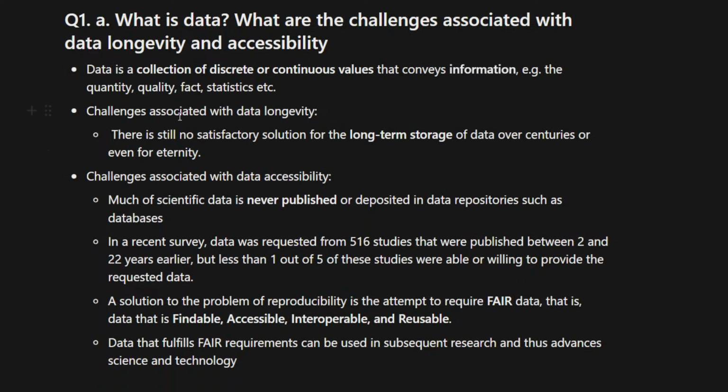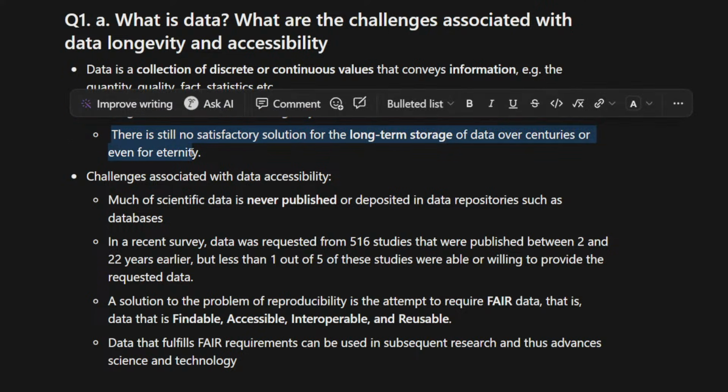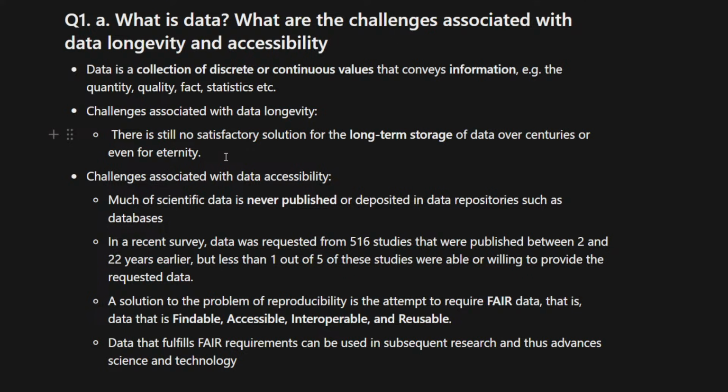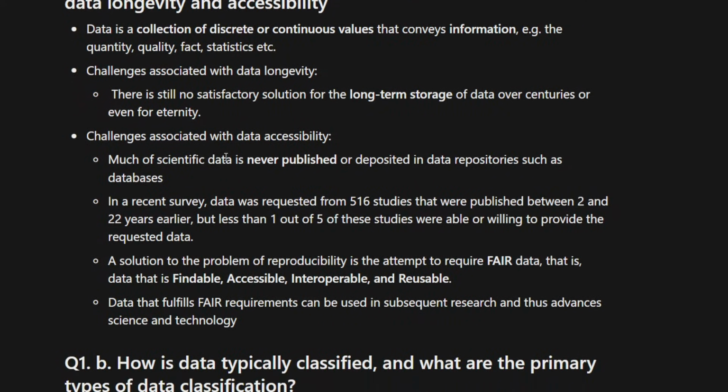And okay, the challenges associated with data longevity. So in your PPT there was only one point regarding this. That is, there is no satisfactory solution for long-term storage of data over centuries or even for eternity. So basically there is no solution for long-term storage. That is the challenge associated with data longevity. And for data accessibility, there are 4 points.